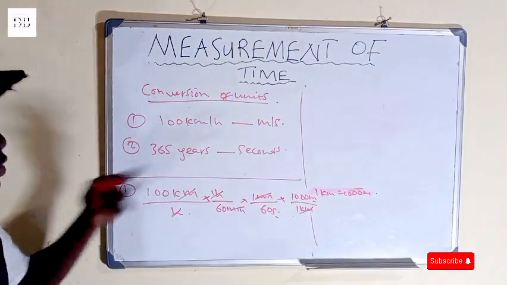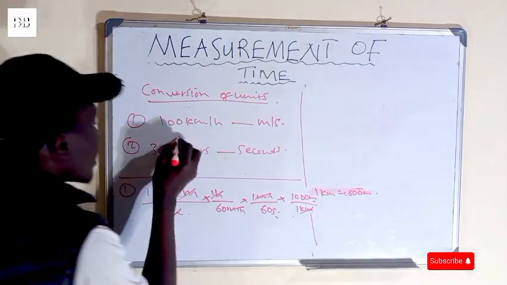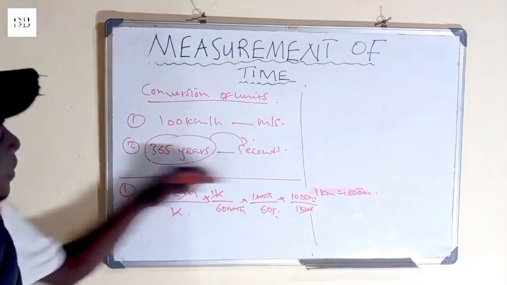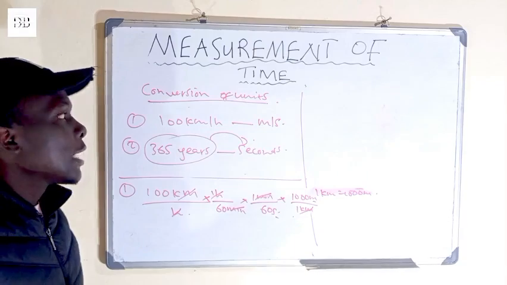So that you can use the same principle to convert 365 years into what? Into seconds. So I want you to drop the answer of this into the comment section, and thank you.